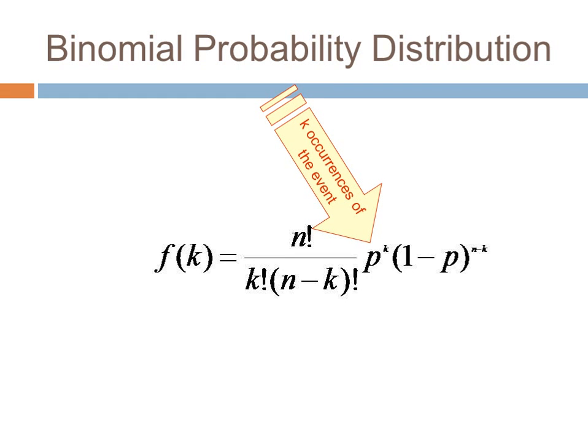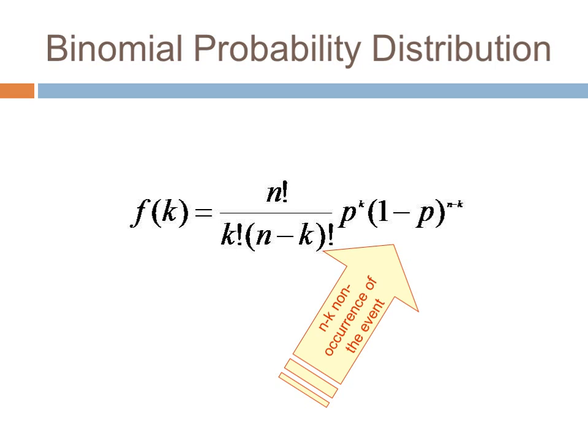The second component is the probability of the event to the power of the number of trials with the event, in this case k. The third component is the probability of non-occurrence to the power of the number of non-occurrence. The term 1 minus p to the power of n minus k measures the probability of n minus k non-occurrence of the event.